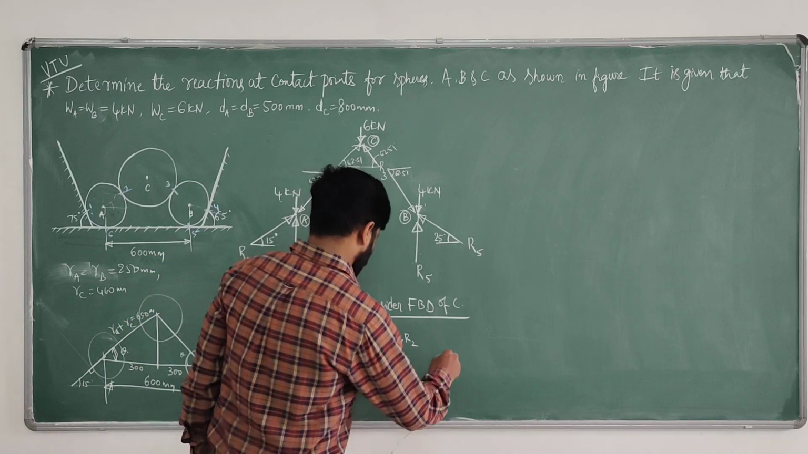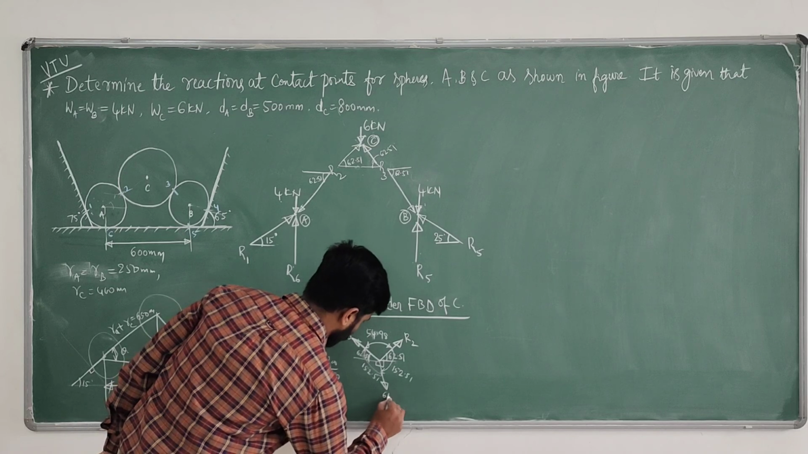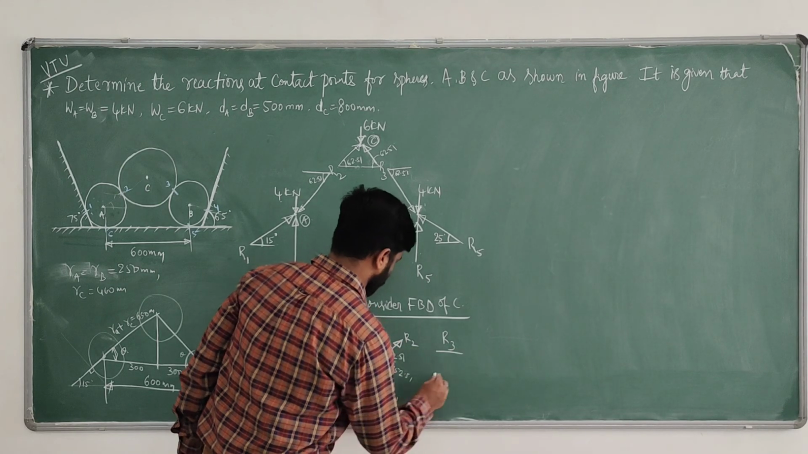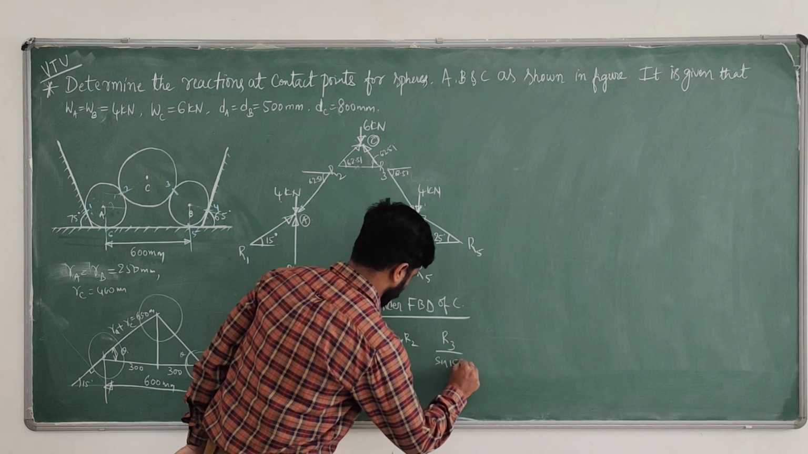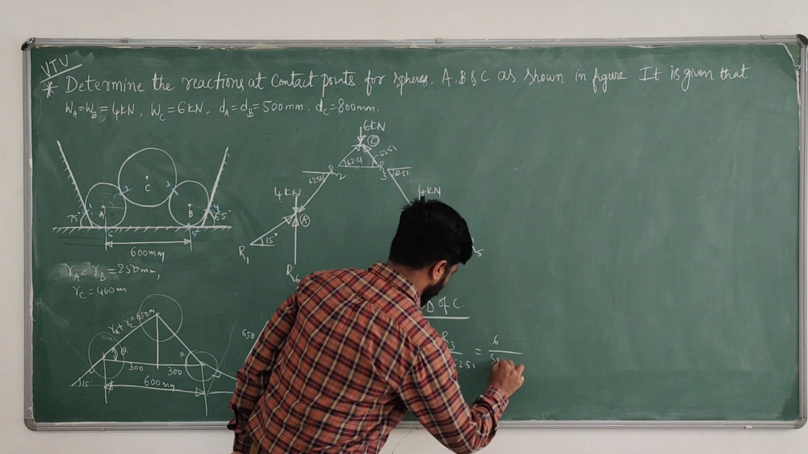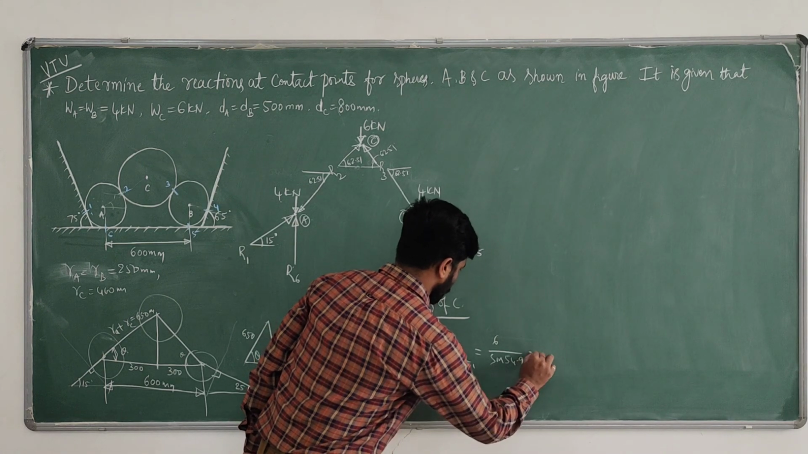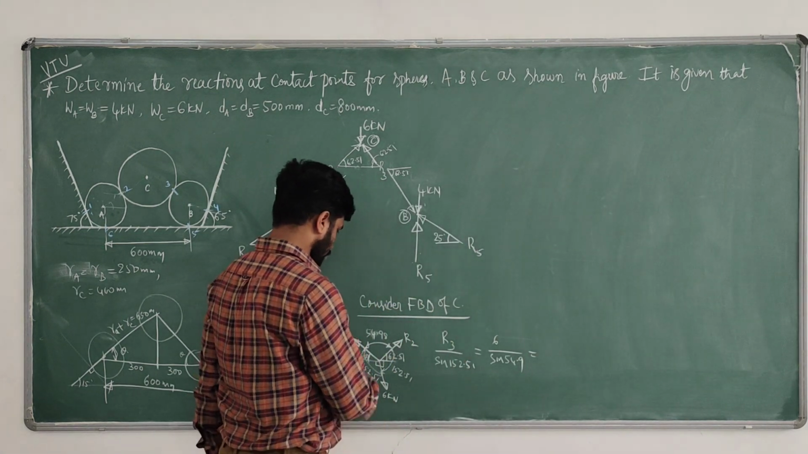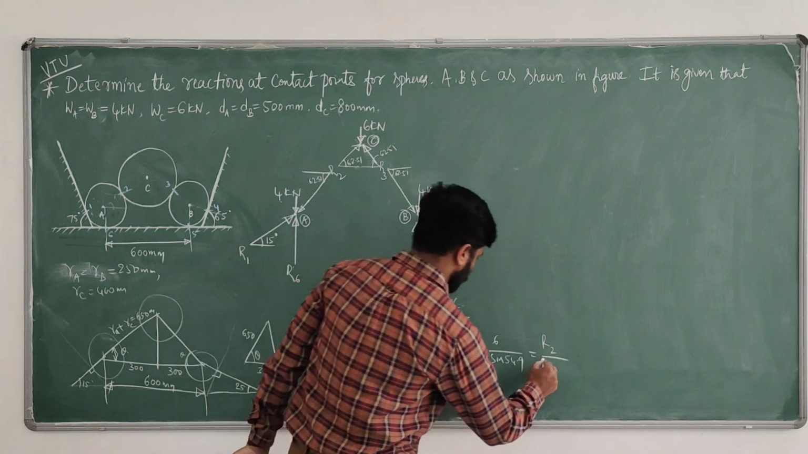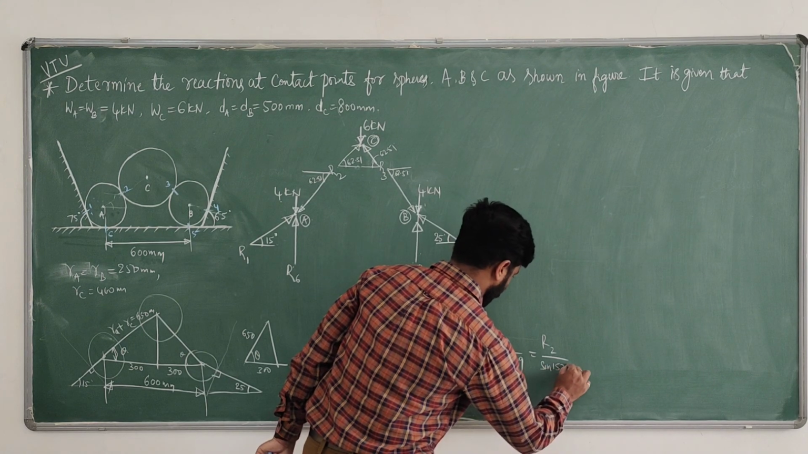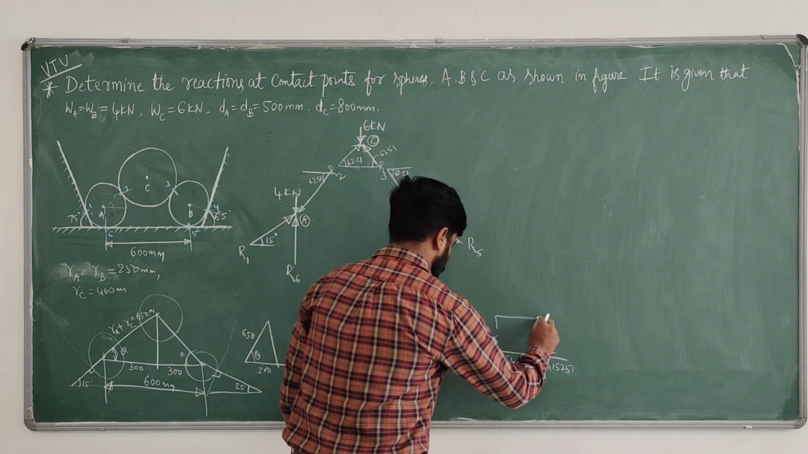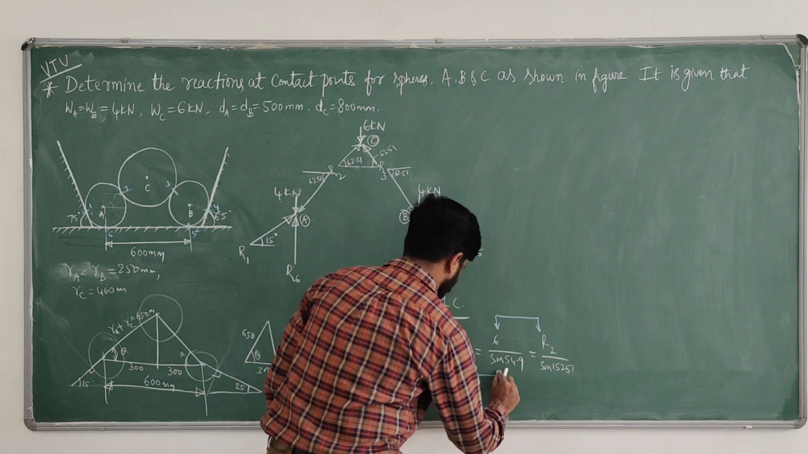It can be very easy. So if you apply Lami's, this is 6 kilonewton. So you are getting R3 divided by the sine of the angle between the other two forces, sine 152.51, which is equal to 6 divided by sine 54.98, which equals R2 divided by the sine of the other angle, sine 152.51. Now you compare these two things. You are getting R2, and comparing these two things, we are getting R3.